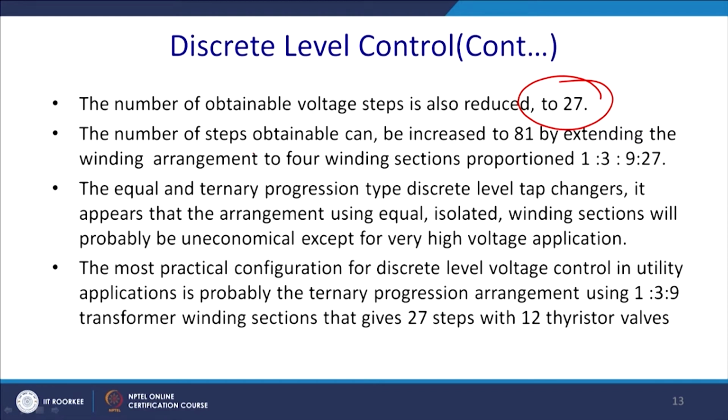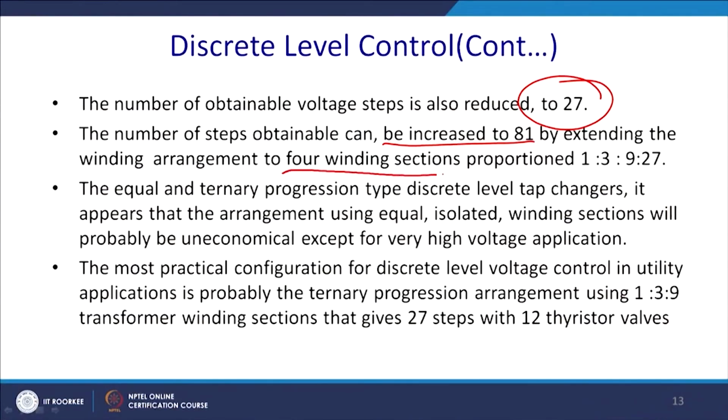The number of steps obtainable can be increased to 81. So, we have to make another section of 27, that is all. So, 1, 3, 9, 27. By extending the winding arrangement for the 4 winding sections proportional to 1, 3, 9, 27, in the equal and the ternary progression type discrete level tap changes, it appears that the arrangement using equal isolated winding sections would probably be uneconomical, except for very high voltage applications.